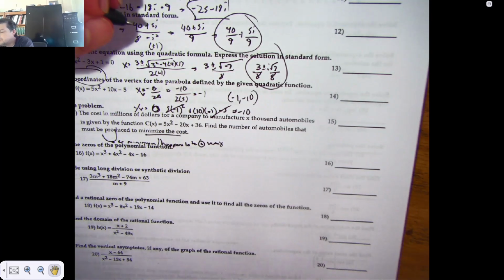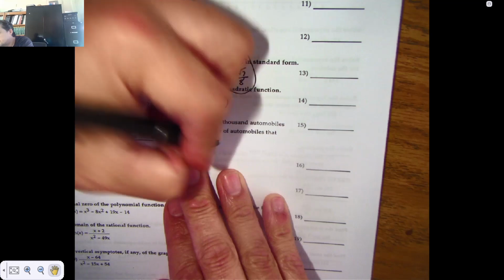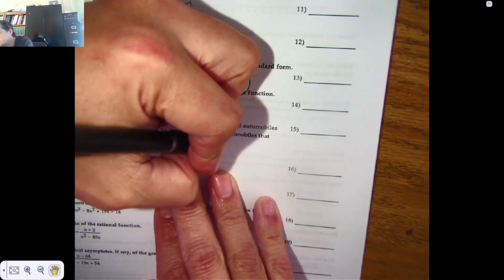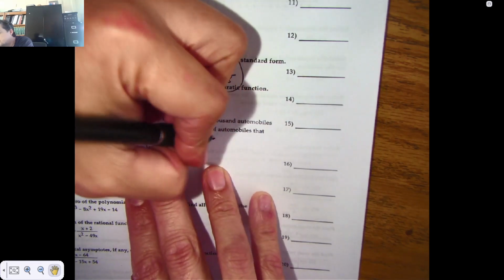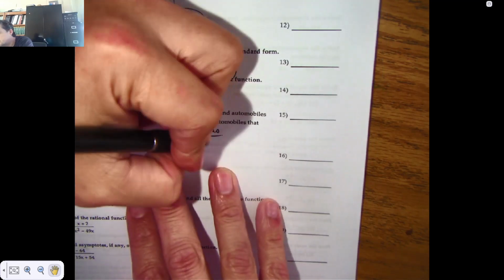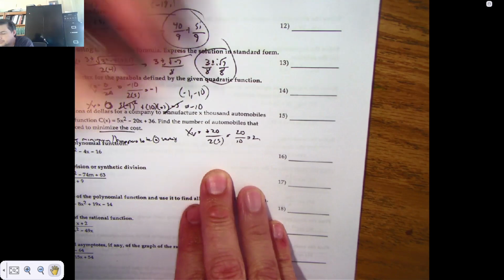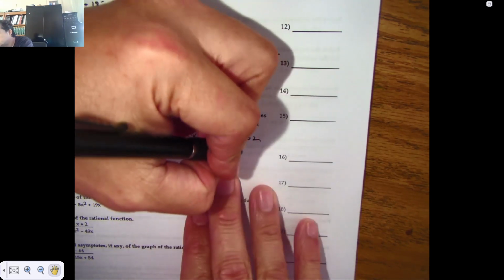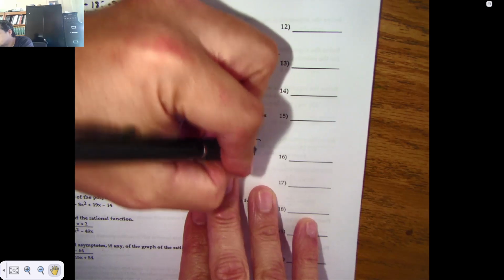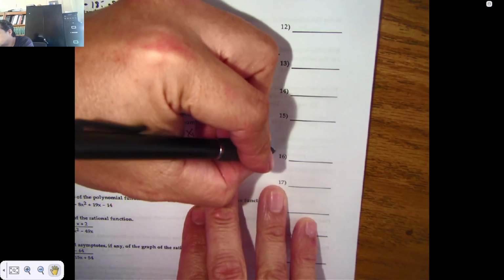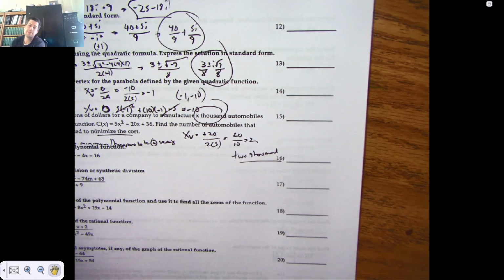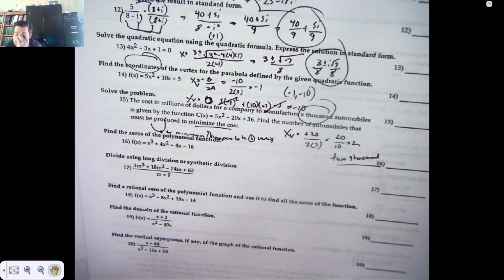So, same formula. The x-coordinate of the vertex is opposite b, in this case -20, so positive 20, over twice 5. That's 20 over 10, which is 2. And that's in thousands, right? So 2,000 automobiles minimizes the cost of production. And that's what they're going to do, generally speaking.